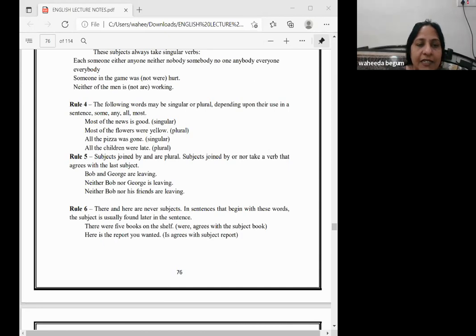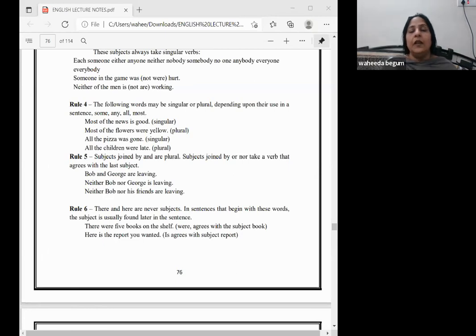Neither Bob nor his friends are leaving. Here, the plural is friends. Friends is plural. So again, you will use are. Neither the players nor the coach is joining. You see, either or, neither nor, you have this. When you use neither, either, the verb follows in a singular or plural manner. Neither the players nor the coach is joining. Here you are using is. Either the conductor or the singers are attending the concert.